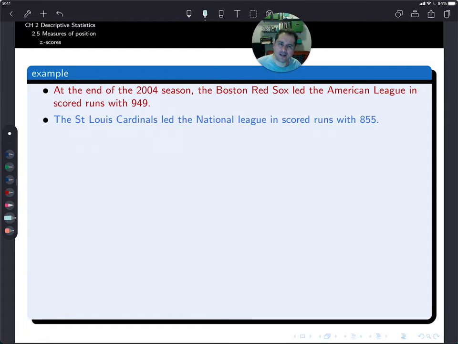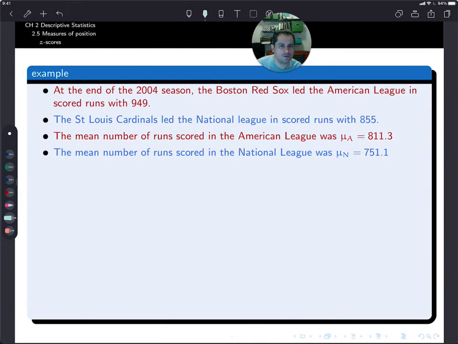While the National League has a spot in the batting order which is not so offensive, so it's natural that they have fewer runs scored. Now, this is not comparing apples to apples, so it's not a fair comparison. So let's go a little bit more into detail.